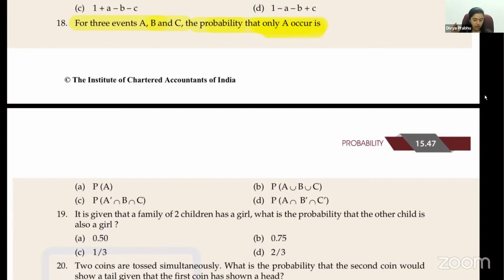Pratiksha answered. Disha answered. Anybody else? They are saying it is D. Anybody else who has a different answer? Chandana said it is D. Others? You will have some answer, right?